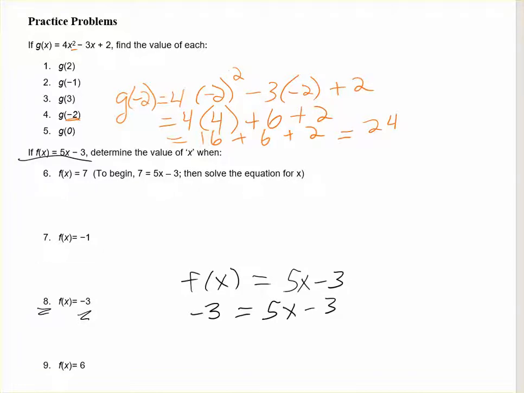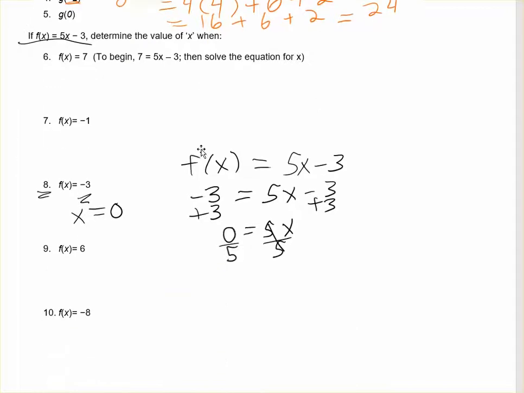And we need to solve this equation for x. So I want to solve for x, and it has minus 3, so I add 3 to both sides. Negative 3 plus 3 is 0. And on the right side, I'm just left with 5x because minus 3 plus 3 cancels. And then this one's kind of strange. You would divide by 5 to solve, but 0 divided by any number is 0, so I would get that x is equal to 0. We'll be looking for what x is for 6 through 10.